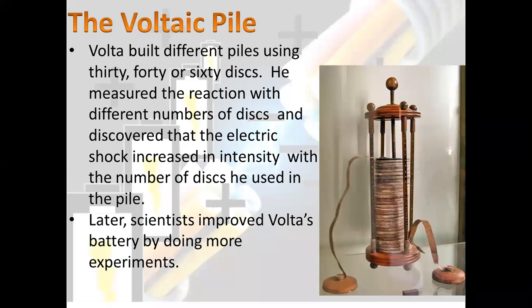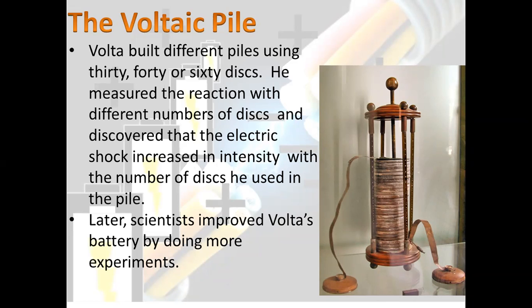Volta built different piles using 30, 40, or 60 disks. He measured the reaction with different numbers of disks and discovered that the electric shock increased in intensity with the number of disks he used in the pile. Later, scientists improved Volta's battery by doing more experiments. All right, thank you. Let me explain that part.